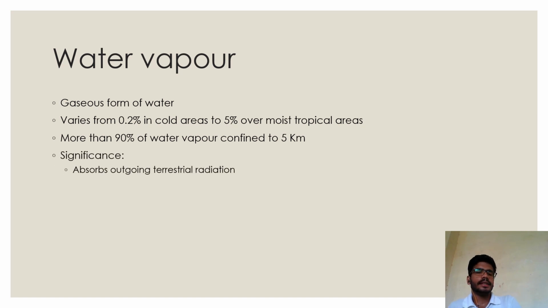It is because it is heavy to transport upwards. So what it does is it absorbs outgoing terrestrial radiation. This is the important significance of water vapor. It absorbs outgoing terrestrial radiation and leads to heating of the lower atmosphere. So it is also one of the greenhouse gases.